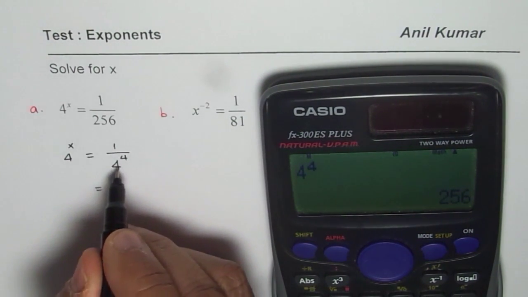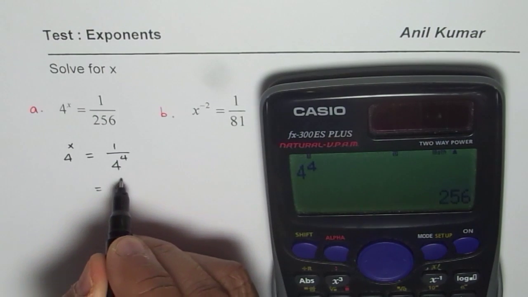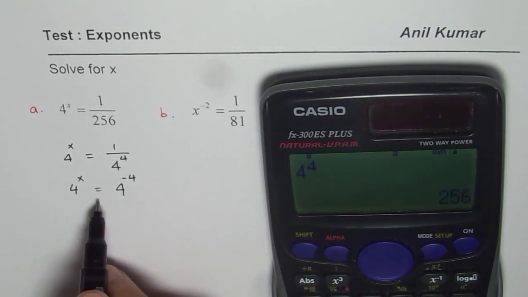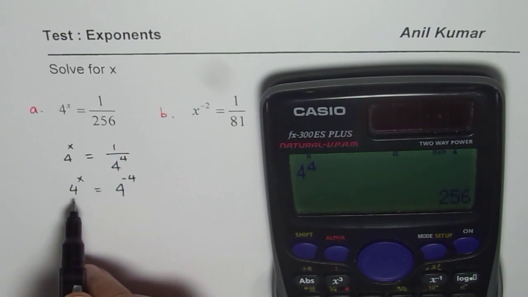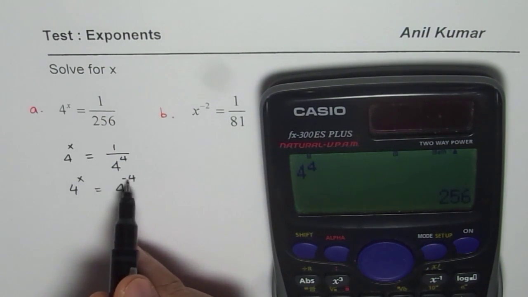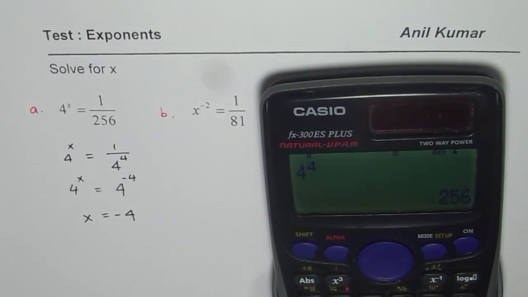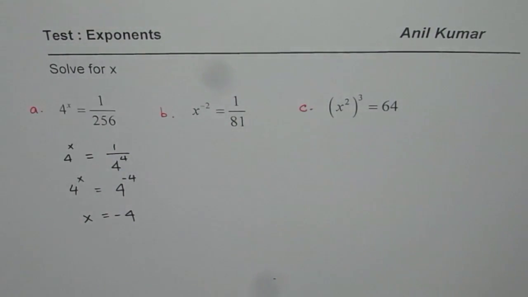Now 1 over 4 to the power of 4 could be written as 4 to the power of minus 4. So we have 4 to the power of x equals 4 to the power of minus 4. Now since the base is the same, you can compare the exponents and we get x equals minus 4 as our answer. Perfect. Let's do the next one.